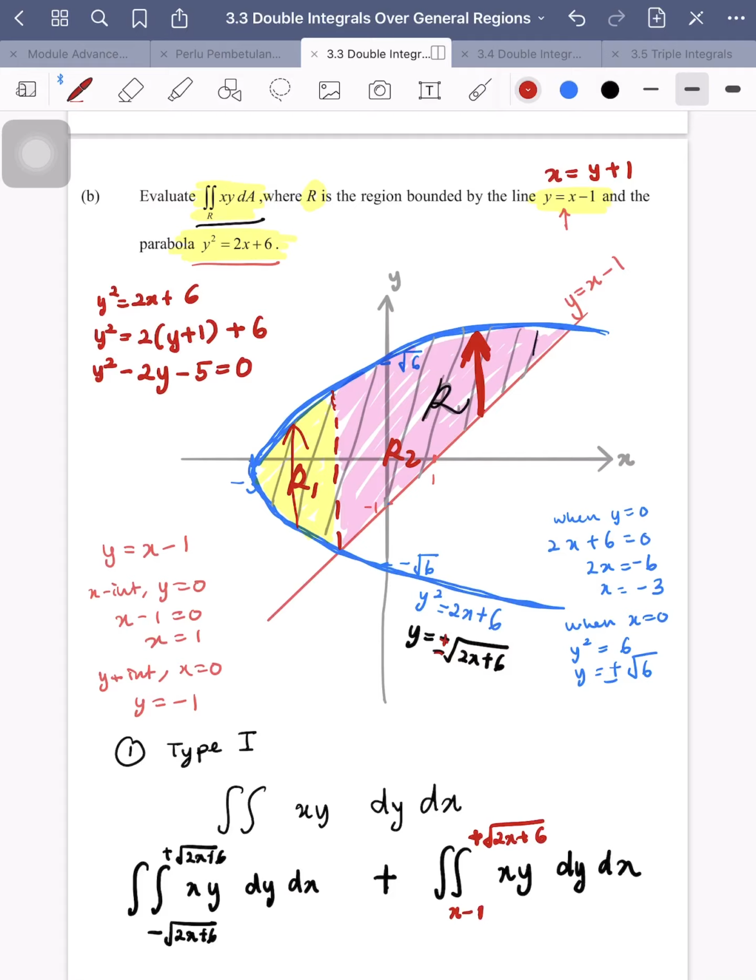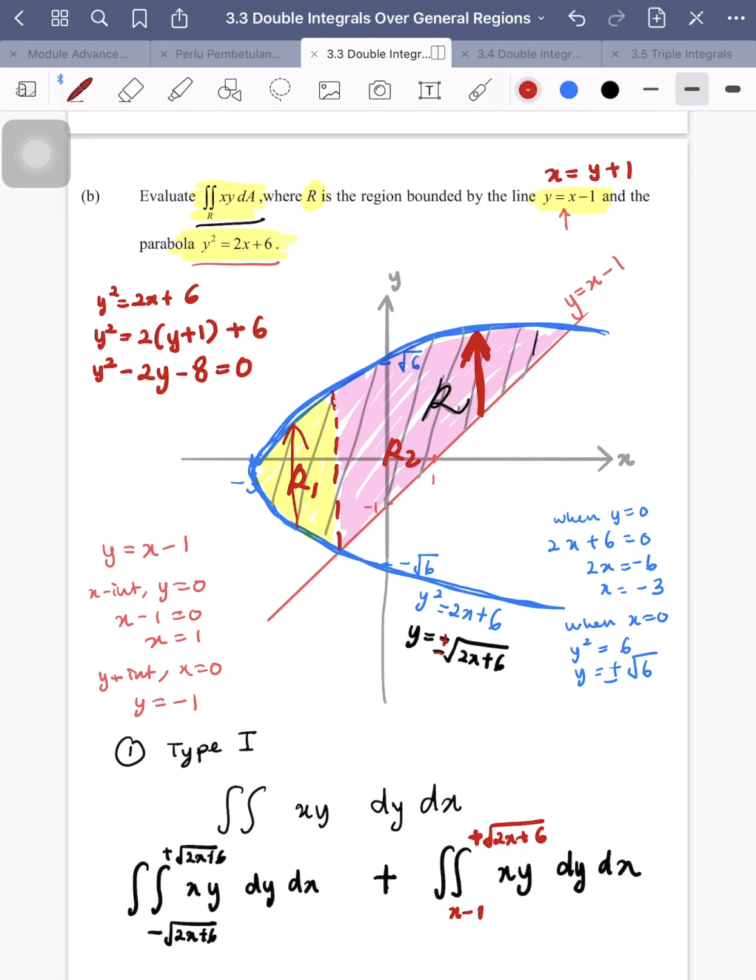You will get point of intersection at, oh sorry, I miscalculated here. This one, if you expand it, you get 2. 2 plus 6 is 8. 8 brought to the other side is -8.